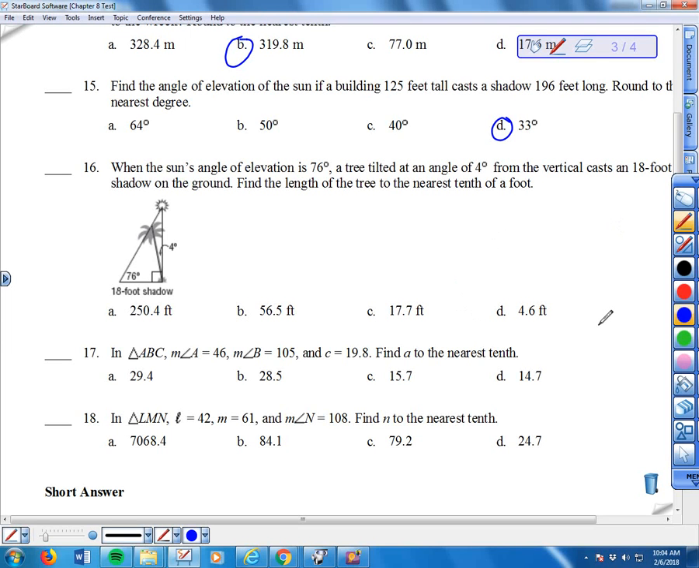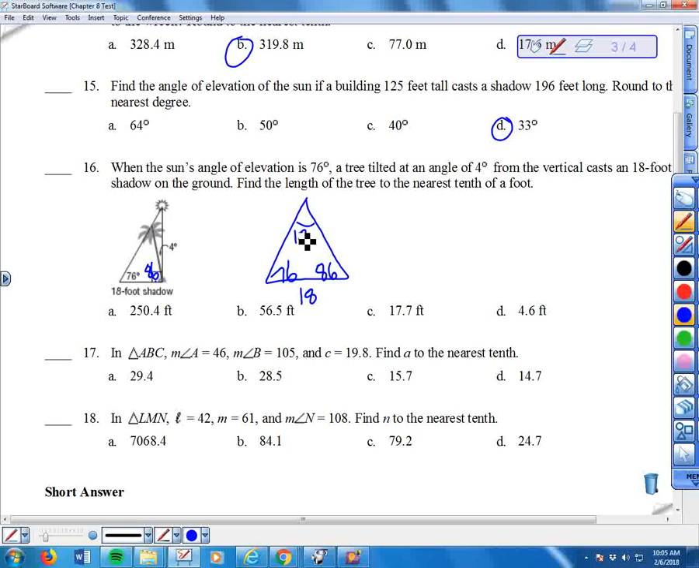When the sun's angle of elevation is 76 degrees, a tree tilted at an angle of 4 degrees from the vertical casts an 18-foot shadow on the ground. Well, if this is 90 and this is 4 degrees short of 90, that means that this is 86 degrees, right? So I have this triangle that's 86, 76, and 18. Well, I know this angle, 180 minus 76 minus 86 is 18.